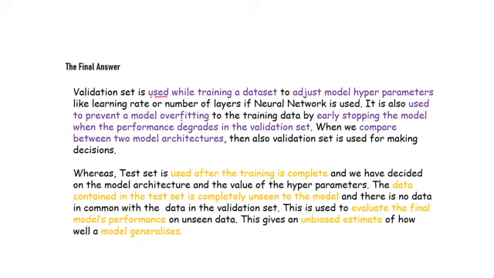And when we compare two model architectures, we also use the validation set and not the test set. And the test set, you will always remember, is used after the training is complete. The data is completely unseen by the model, and there is no data in common between the validation set and the training set, or between the validation set and the test set. This is used to evaluate the final model's performance, which gives an estimate of how the model generalizes. That is, it gives the approximate estimate of your generalization error.